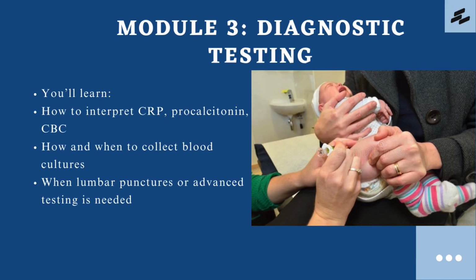Module 3. Diagnostic testing and interpretation. Accurate diagnosis starts with the right tests. We'll cover how to interpret C-reactive protein, CRP, procalcitonin, and complete blood counts, CBCs. You'll also learn how to properly collect and understand blood cultures. In some cases, you may need to consider a lumbar puncture or other advanced diagnostics.